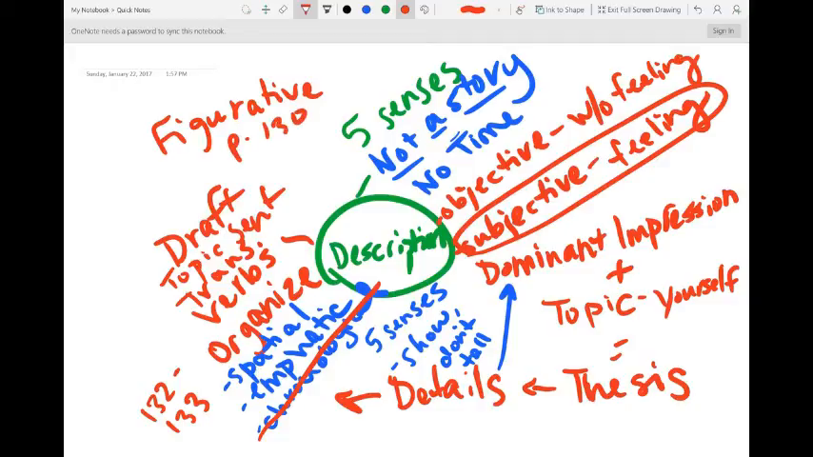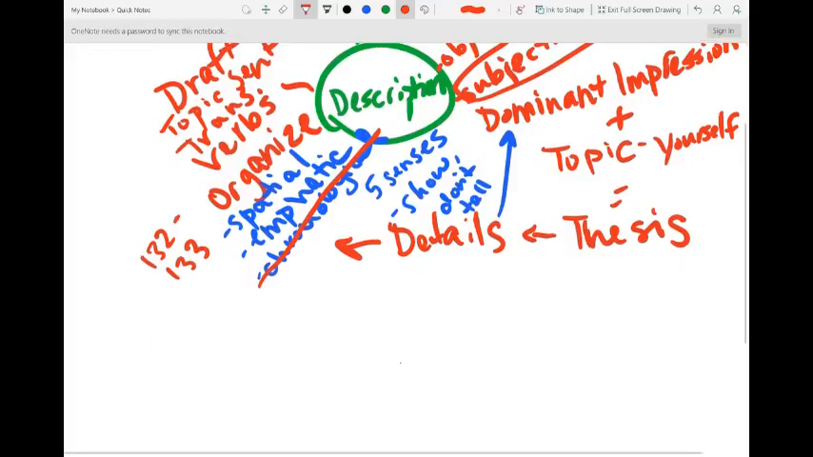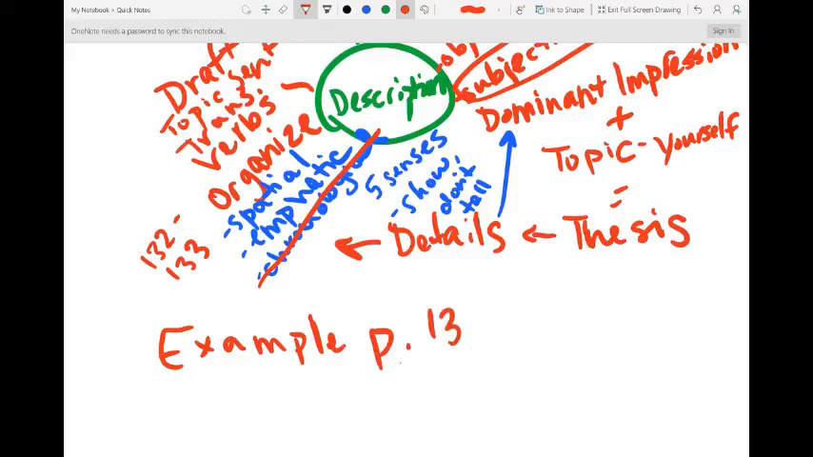If you want to see a good example, there is a great example on page 130. So let me write that down here. Okay, so there's an example on page 130. It's called the salt marsh. I'm sorry, that's page 133. Let's try that again. 133. It's called the salt marsh, and it also has some really good commentary afterwards that I think would be beneficial to you. So if you want to take a look at that example, I think that will help you out some. So remember that you need to have a dominant impression, and don't forget that great thesis sentence.